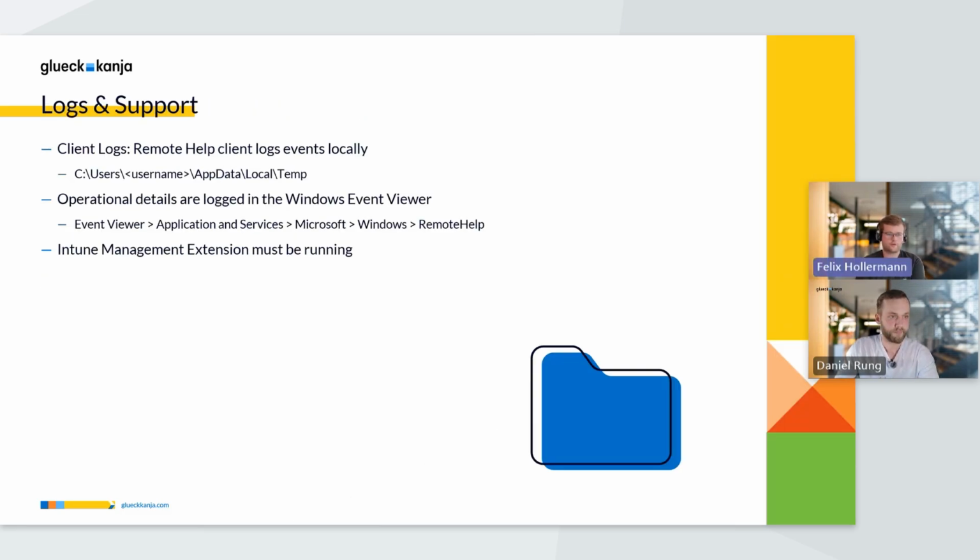Daniel, something about logs and support? Yes. So if there is a problem with the remote help app itself, there are the client logs you can find in the user path, AppData\Local\Temp. And for the operation of the remote help app itself, there's the log in Event Viewer, Applications and Services Logs, Microsoft, Windows, Remote Help. So if troubleshooting needs to be done, this can help.